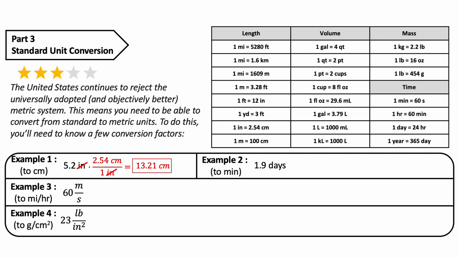Let's see this again with a longer example. So what if I have 1.9 days and I want to take that and convert it into minutes? Well, again, I'm looking to start with days and then I want to go down to minutes. So the best first step to take would be turning days into hours.